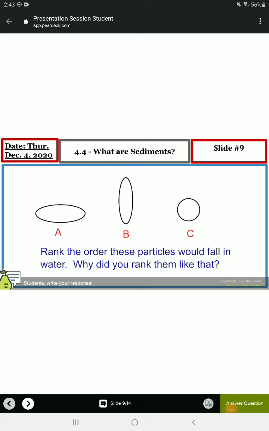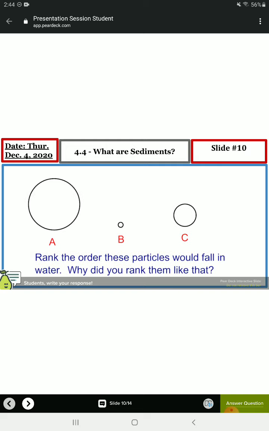On this slide, I would like you to rank the order in which these particles would fall in the water. Why did you rank them like that? Keep an eye on their shape and their size. And then this one as well, rank the order in which these particles would fall in the water. Why did you rank them like that? Again, keeping an eye on size and shape.